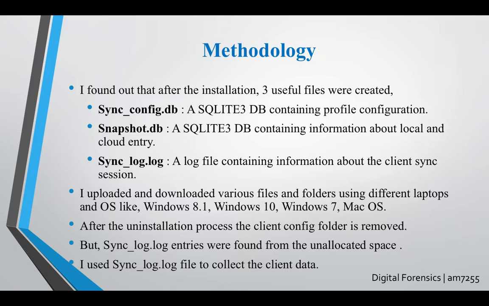And then there's snapshot.db. It's again a SQLite database. It contains information about the local and cloud entries, basically the file names and the hashing, the status, if the file is deleted or not, etc. And then the sync log file. It contains information about the client sync session, like when the client synced his desktop application with the web application.